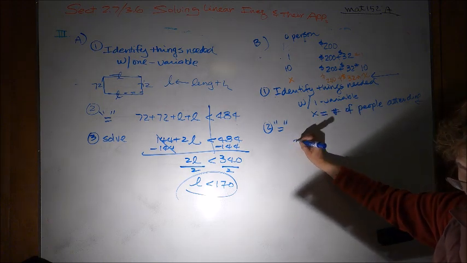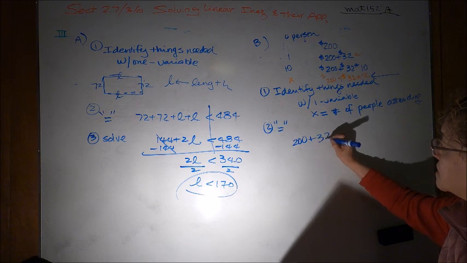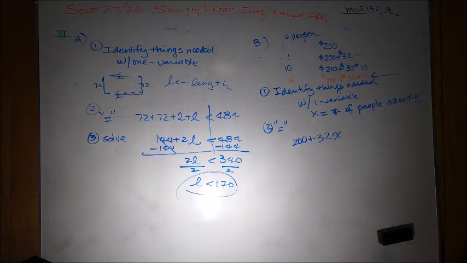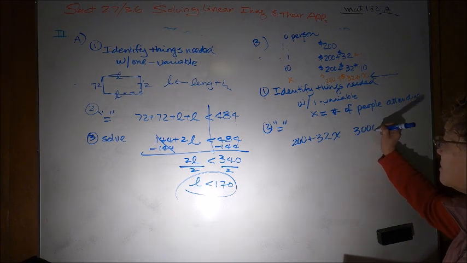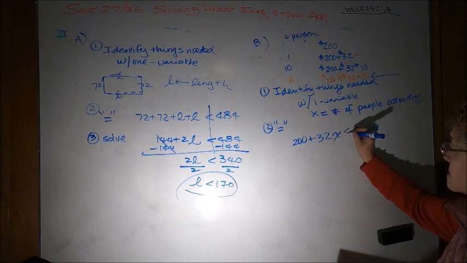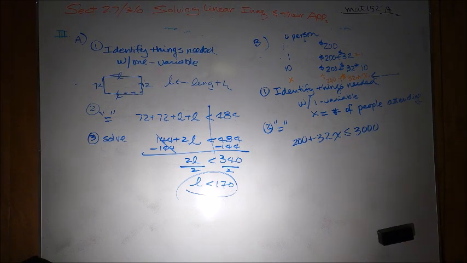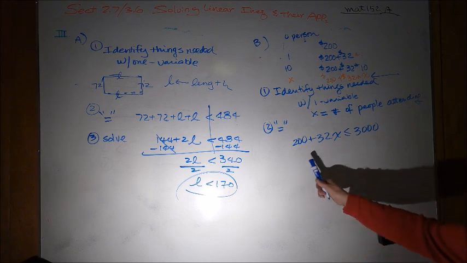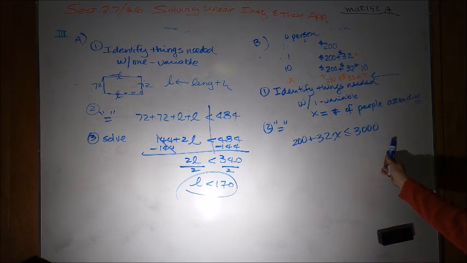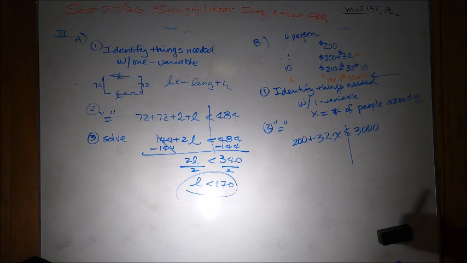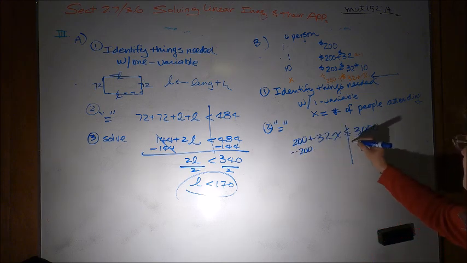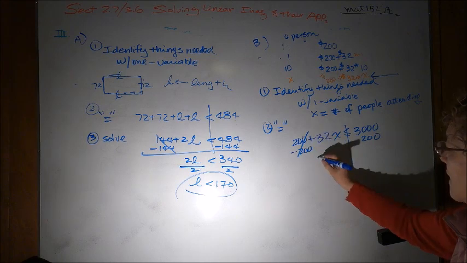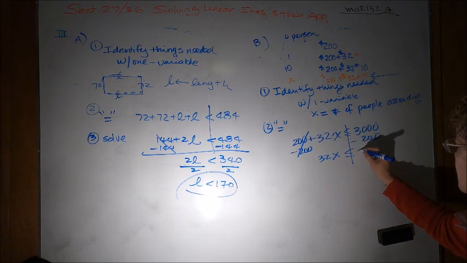That would be 200 plus 32x, the total cost. How much money can she spend? Up to 3,000. Can it be 3,000? Yes. So it's less than or equal to, right? So we have an inequality. To solve it, get the variable by itself. So we have 32x less than or equal to 2,800.